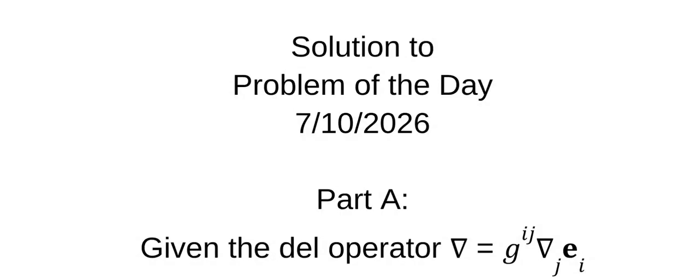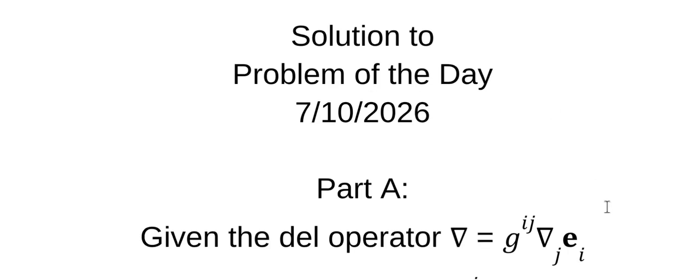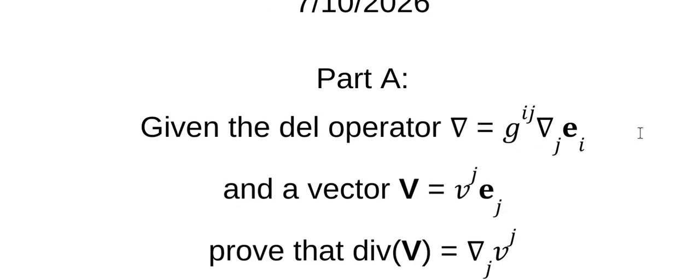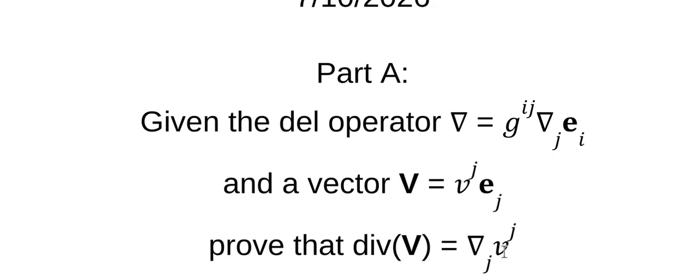Okay, welcome. This is the solution to the problem of the day, which was posted yesterday, 7:10. So part A, I said, given the del operator, which we've been using, and a vector written in summation notation like we always do, prove that the divergence of V, which is del dot V, is equal to the covariant derivative of this vector component, but it's the vector component J with respect to J. So this is new to us.